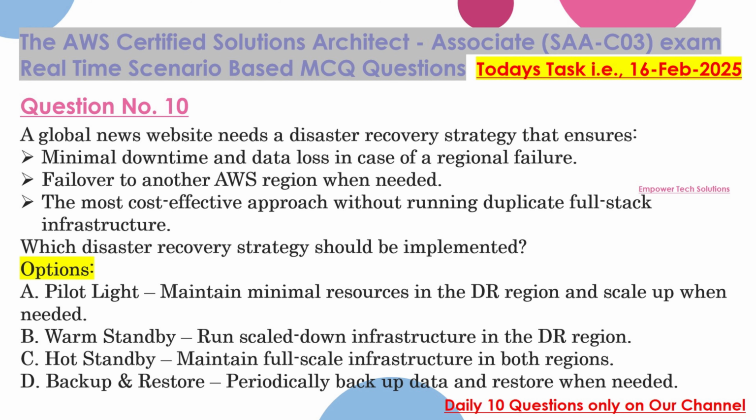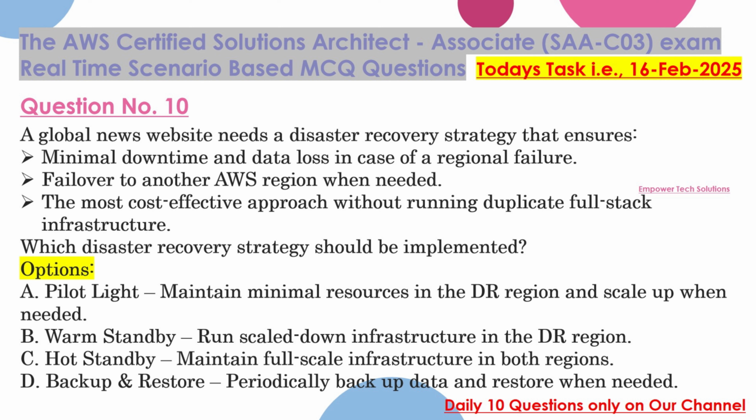Question 10. A global news website needs a disaster recovery strategy that ensures minimal downtime and data loss in case of a regional failure. Failover to another AWS region when needed. The most cost-effective approach without running duplicate full-stack infrastructure. Which disaster recovery strategy should be implemented?